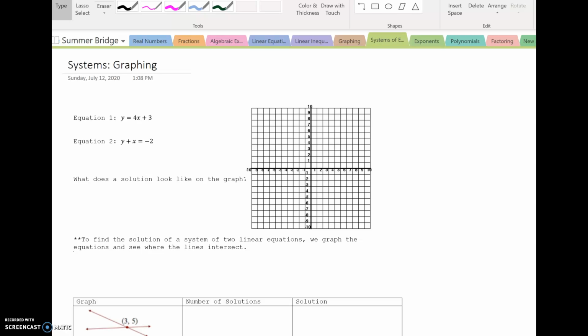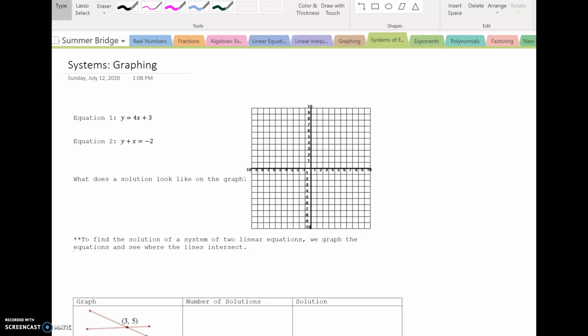Okay, so first things first, let's talk about what a system of equations actually is. That is two or more equations with two or more variables, and you're trying to find a solution that works for both variables. Basically, what you're going to do is take an equation, graph it, and then take a second equation and graph it. The way that those two equations are graphed is going to be an indication of what the solution set is.